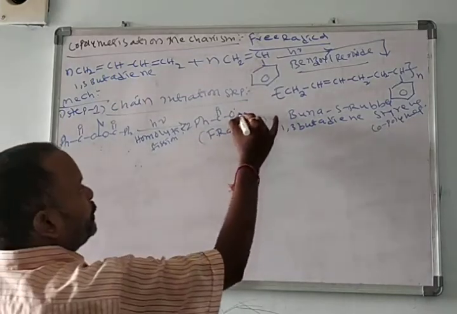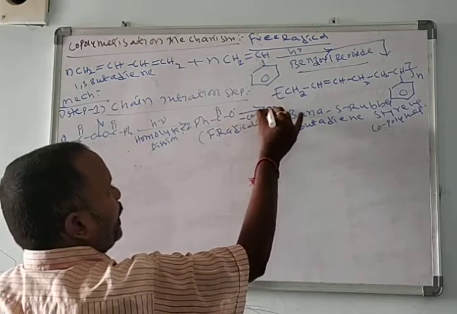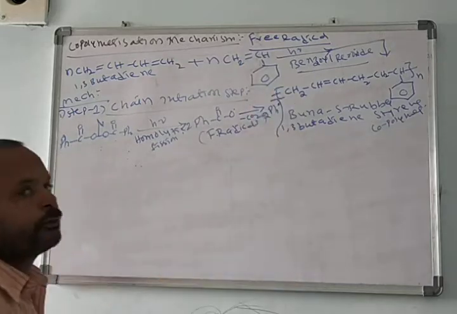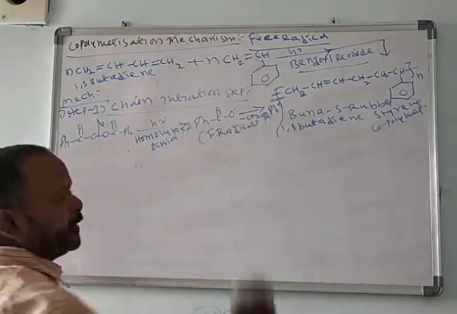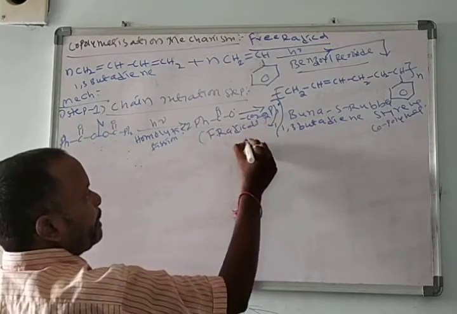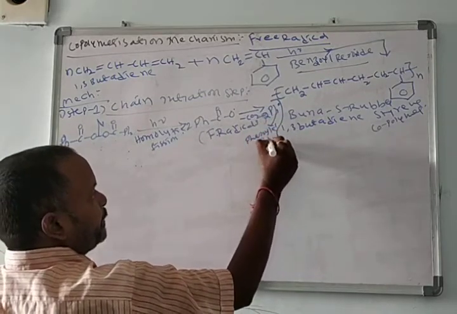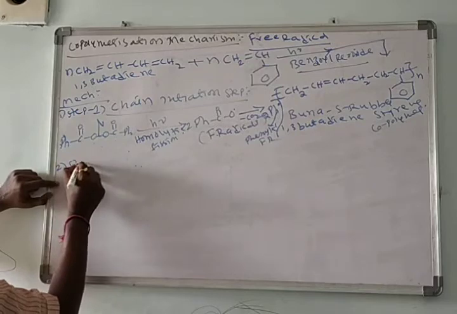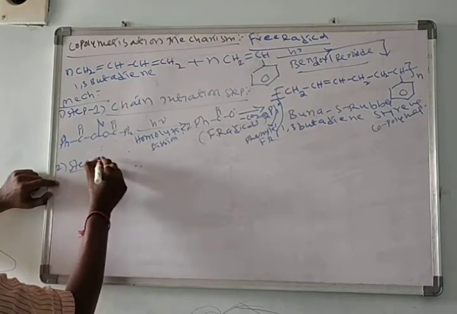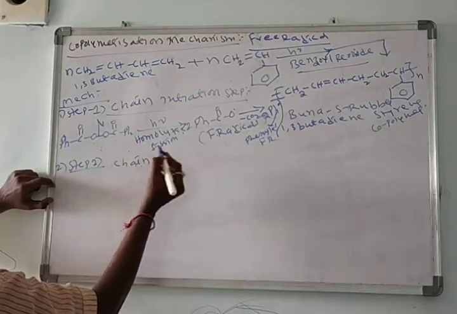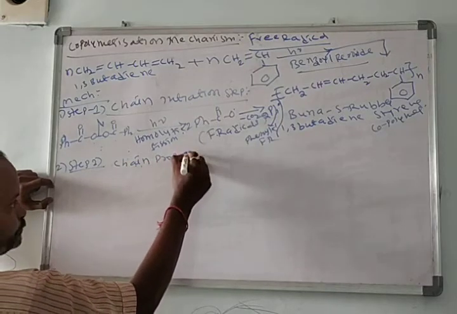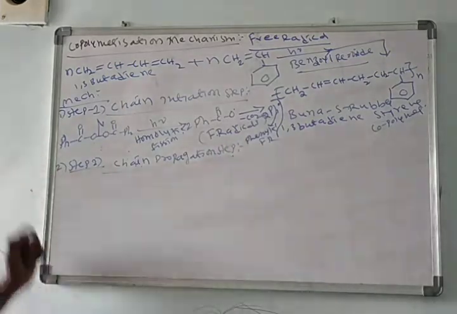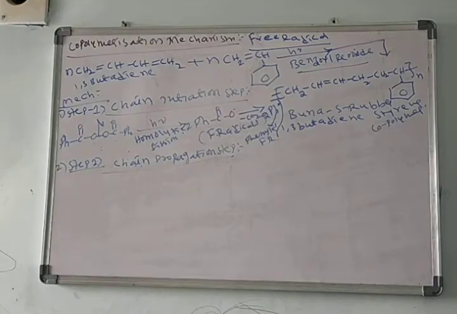These free radicals lose a carbon dioxide molecule and form two stable phenyl free radicals. This we call the phenyl free radical. This is step 1. Step 2: what is step 2? Chain propagation step, or chain propagating step. Both are the same.